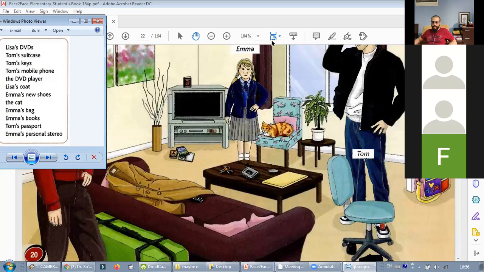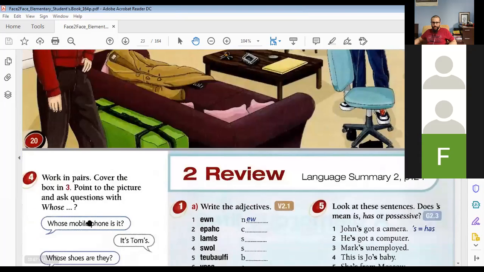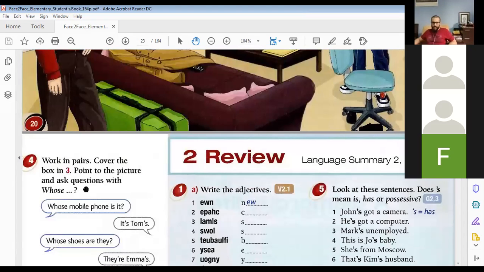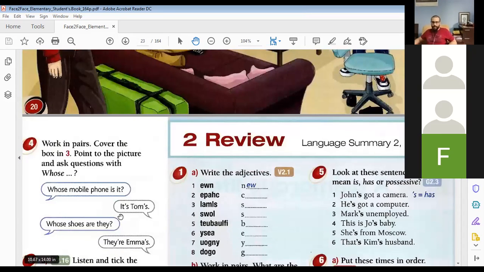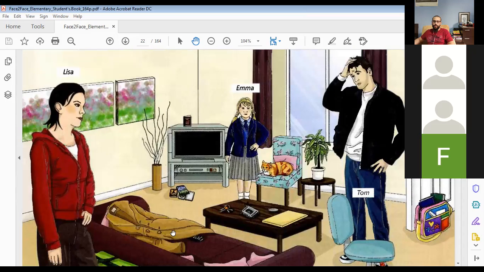Let's check our next exercise now. Let's take a look. So our next exercise, it says whose mobile is it on? Okay, now I have a quick question. Whose coat is this? It's Lisa's. No. Whose coat is it? For Lisa. So we can say this is okay. This is Lisa's coat, right? Yes.